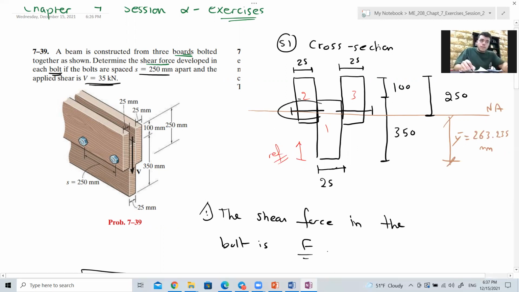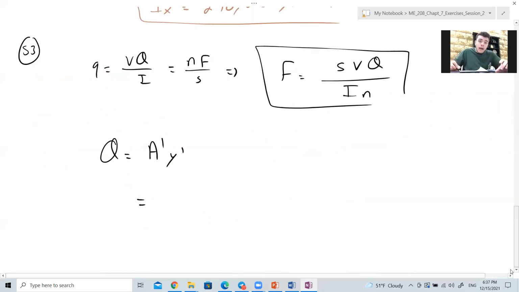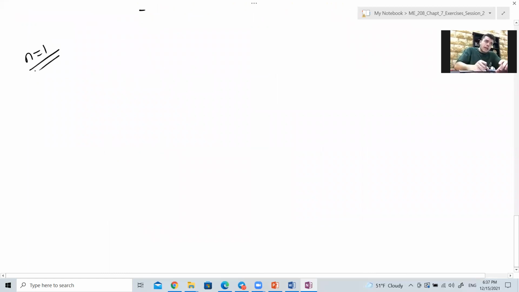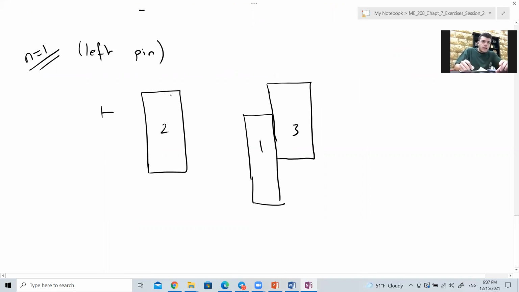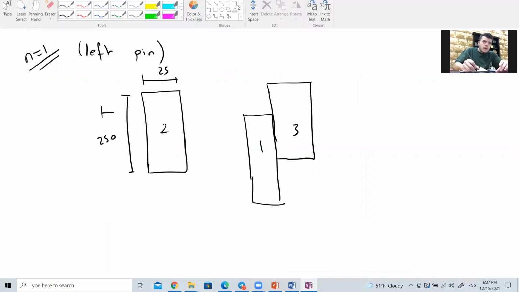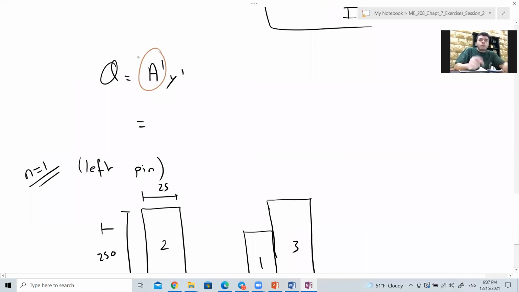If we remove this pin, the cross section separates into area 2 on its own, and 1 and 3 on their own. So I will choose n equals 1, removing the left pin. Area 2 comes out like this. After removing the pin, 1 and 3 are connected to each other like this. So 2, 1 and 3. Area 2 is 25 by 250, right? And area prime is the area of one of the connected parts.